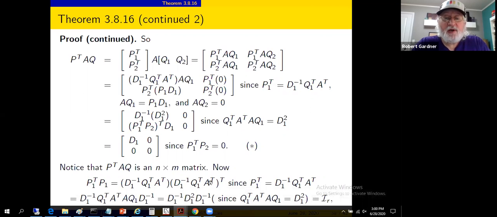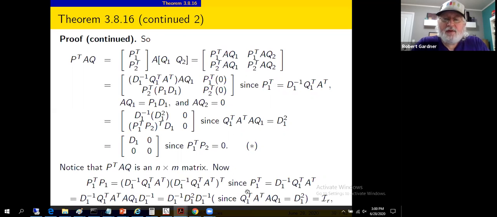Now, deal with the transpose of the products. Let's see, D1 inverse transpose is just D1 inverse, it's diagonal. Then we'll have a Q1 and preceded by an A. So there's the A, Q1, D1 inverse from transposing here. All right.